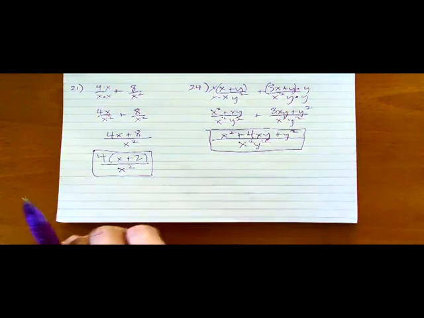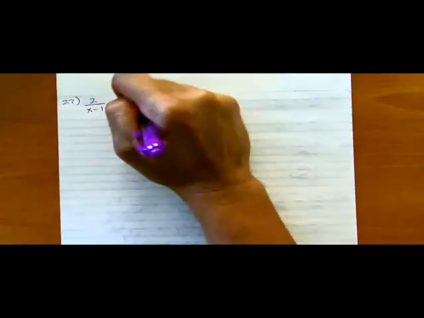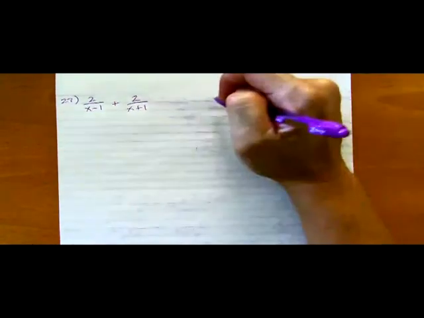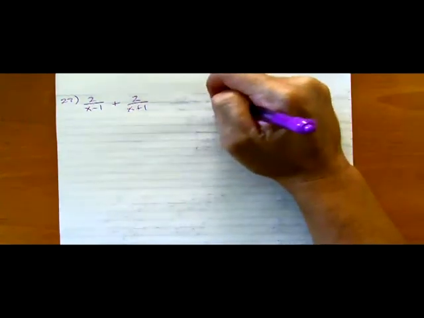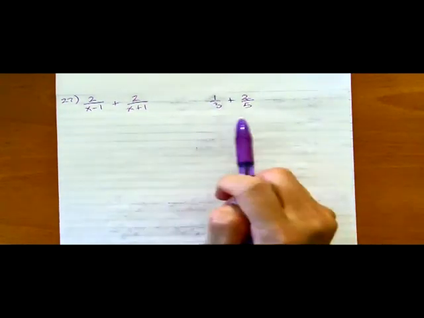Okay, let's try another one. Number 27. You have 2 over x minus 1 plus 2 over x plus 1. This one is a little different from the others. Look at a problem that you've done before: 1 over 3 plus 2 over 5. This is a fraction problem that you've added before.